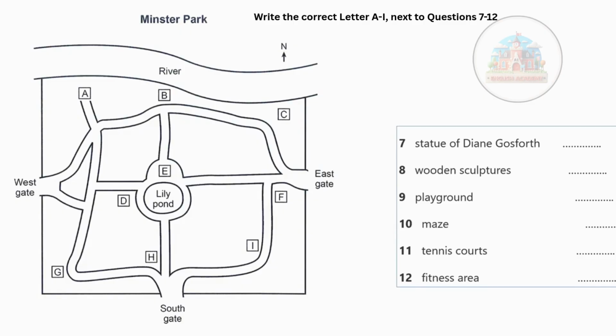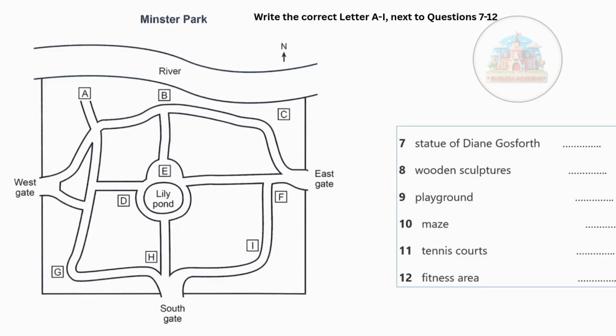Then there's a new maze, a circular series of paths separated by low hedges. That's near the west gate. You go north from there towards the river and then turn left to reach it.